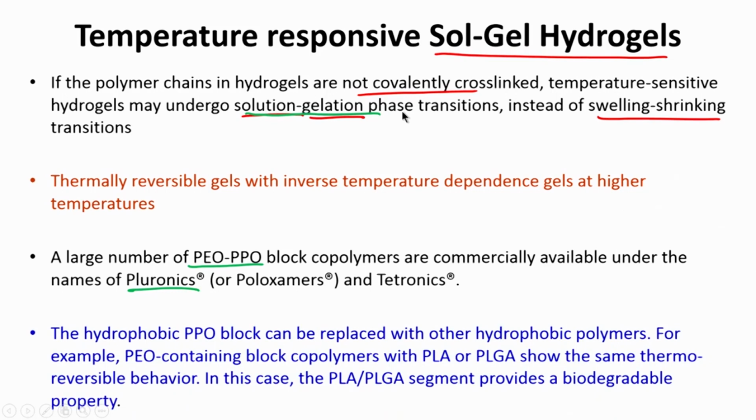The hydrophobic PPO block can be replaced with any other hydrophobic polymer; it does not have to be a PPO. So, for example, you can even replace it with a PLA, PLGA fragment as well, and this will again not only have the sol gel behavior, it will also give a biodegradable property. So, if you only use PPO, you have a non-degradable, non-erodible hydrogel. In this case, it will become an erodible hydrogel, if you use PLGA or PLA, because they can then cleave in presence of water.